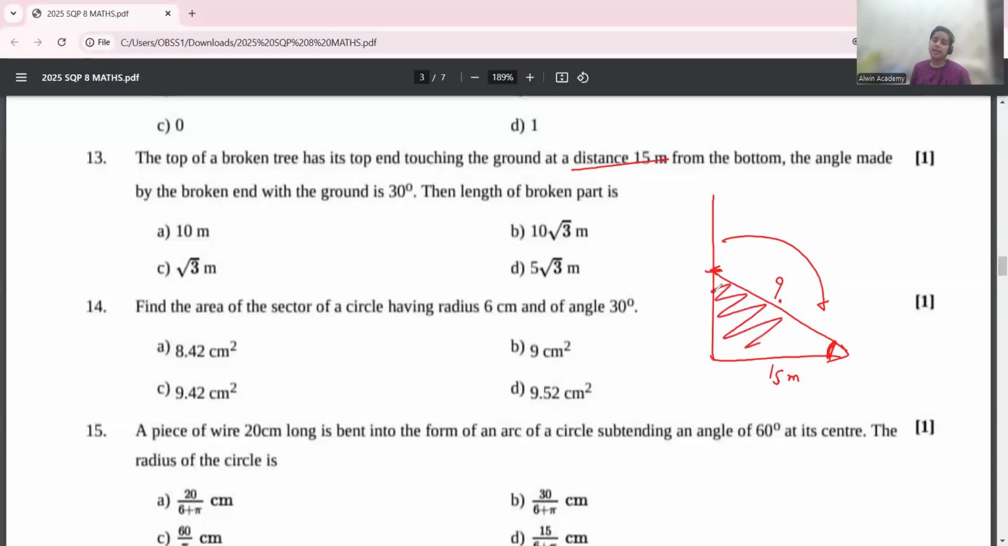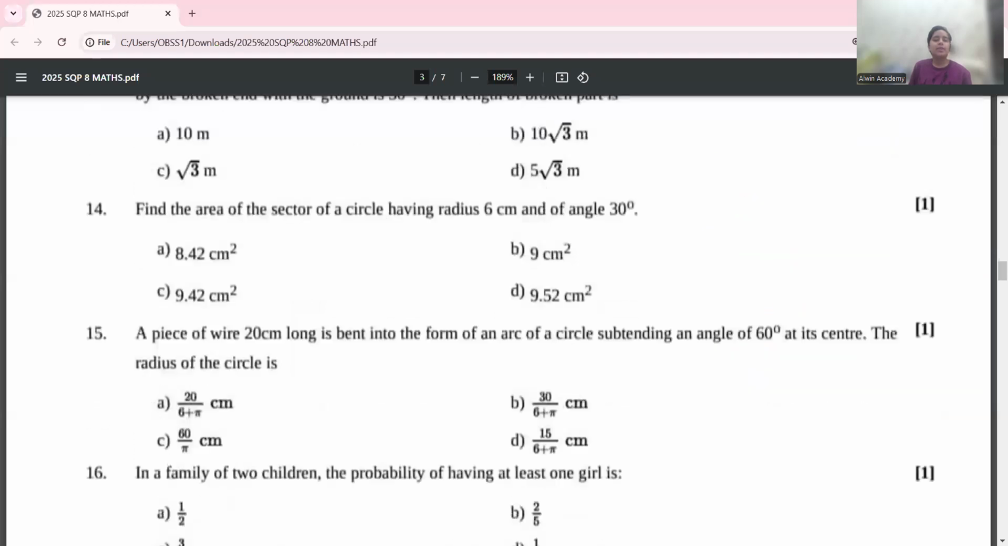Now in this right angle triangle, because the tree is of course upright, I can say cos 30 degrees is equal to 15 upon x, let this be x. So 15 upon x. Now cos 30 degrees is root 3 by 2. Root 3 by 2 is 15 upon x. We get here 5 root 3, and 5 root 3 times 2 is 10 root 3. So x is 10 root 3 meter, option number B. Going to the next question.